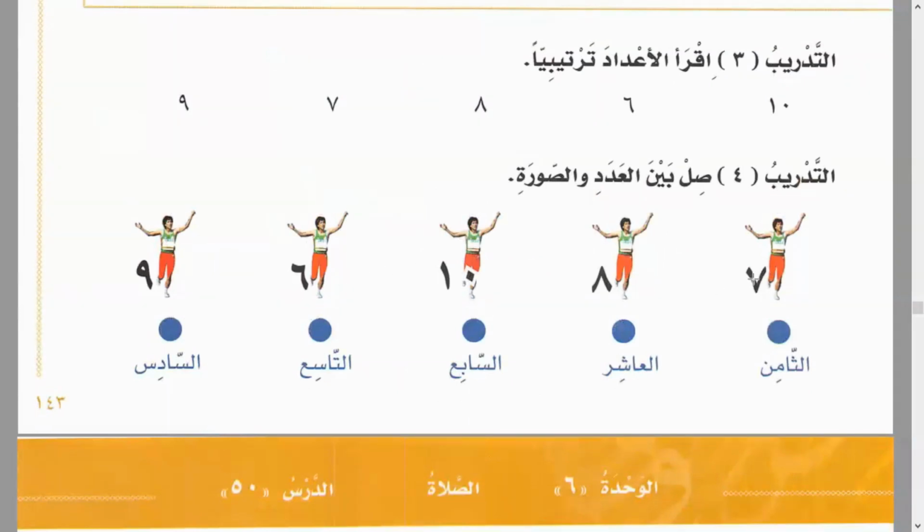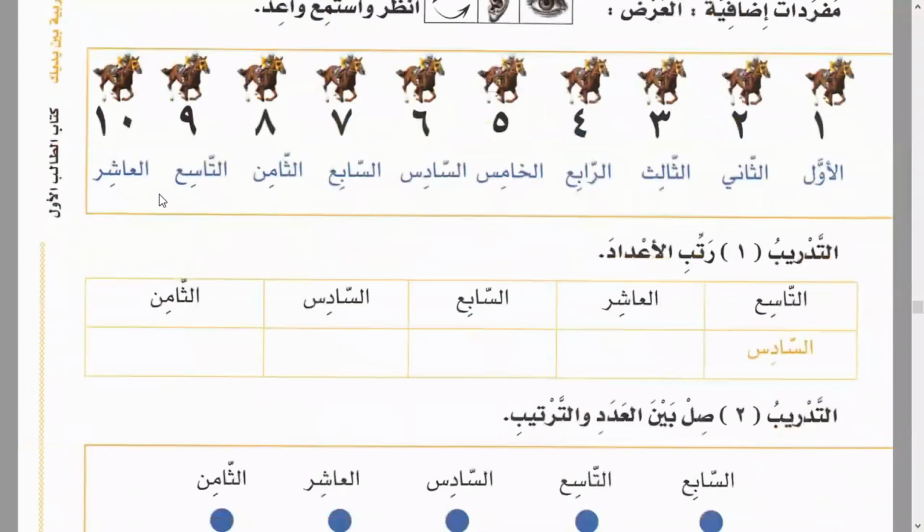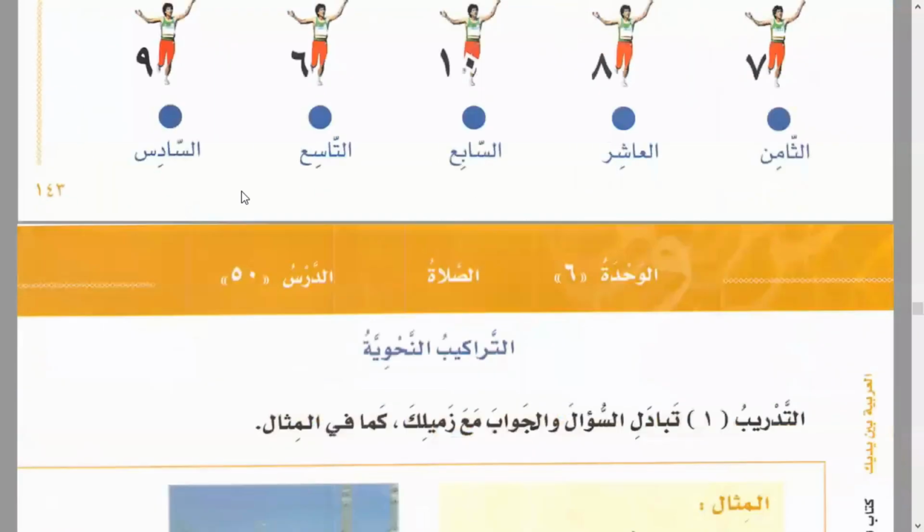So which one's this? السابع. So this picture should go here. And this is what? الثامن, 8th. This is عاشر, 10th. This is 6th. 6 is here. This is التاسع. التاسع should be here. So I hope you all memorize these numbers, yeah? الأول، الثاني، الثالث، الرابع، الخامس، السادس، السابع، الثامن، التاسع، العاشر. First, second, third, fourth, fifth, sixth, seventh, eighth, ninth, 10th.